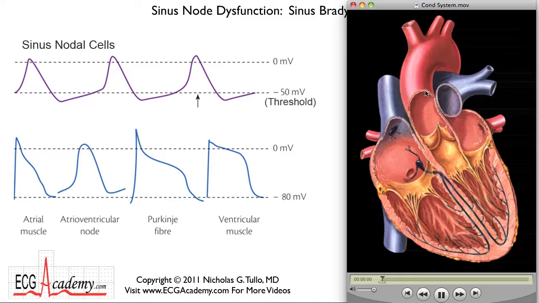Hi, this is Dr. Nick from the ECG Academy, and we're going to be talking about the sinus node in this section, because sinus node dysfunction is a very common problem leading to slow heartbeats and symptoms, and we'll talk about a lot of the physiology here.